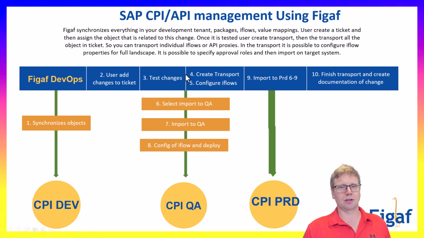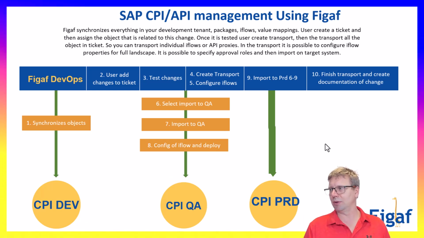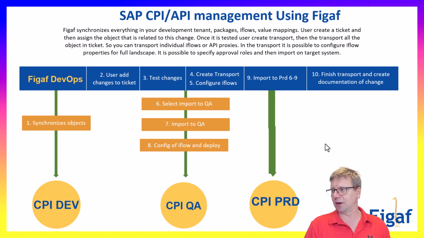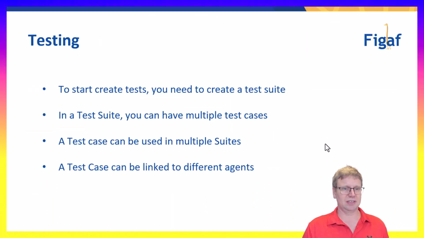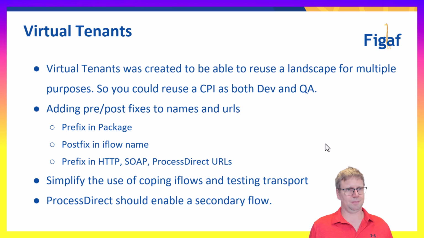We can then create a transport, say now we want to do this. We can also configure them. And then we can select it to be imported to QA. We import it, and then we configure and deploy it all in one go. And then we can do the same thing from there, QA to prod. One interesting thing to note is we create instant transport between these things, for all the different areas. And obviously testing is important, but we will cover that in more detail later.